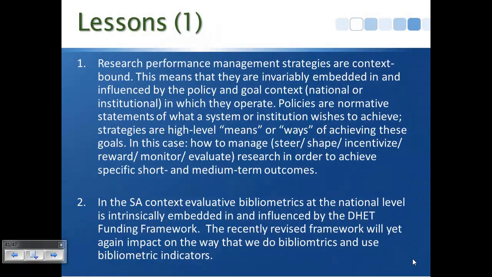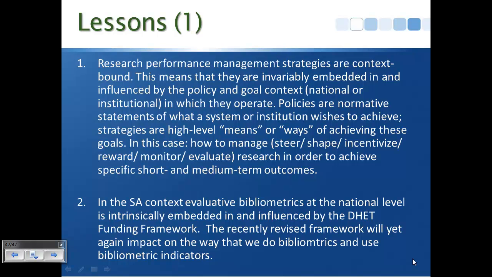So finally, just to conclude, research performance strategies, and bibliometrics within that, are context bound. This means that whenever you work in the field of bibliometrics, working in South Africa is different from working in Europe, where the EU has other concerns. And we have to work within a policy and goal context which affects what is acceptable or not. In a South African context, you cannot do evaluative bibliometrics without knowing exactly the funding framework of the Department of Education and how it influences everything that happens at university.